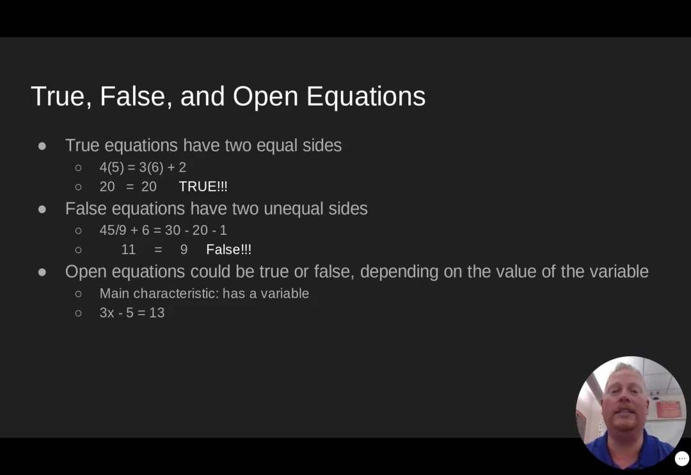So we'll get to that more in detail in the next chapter. But the main characteristic of an open equation is it has a variable. If it does not have a variable, then it's either a true or a false equation.